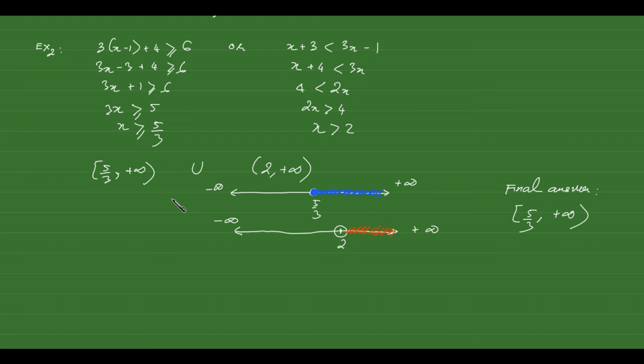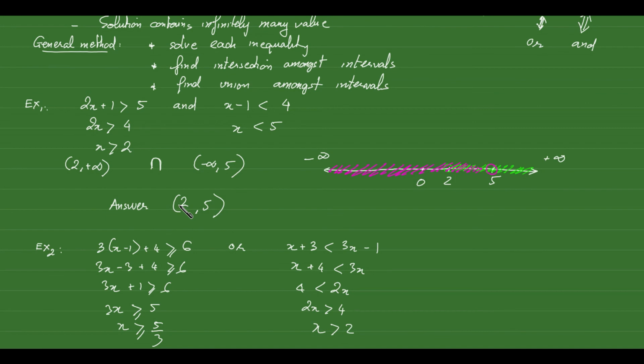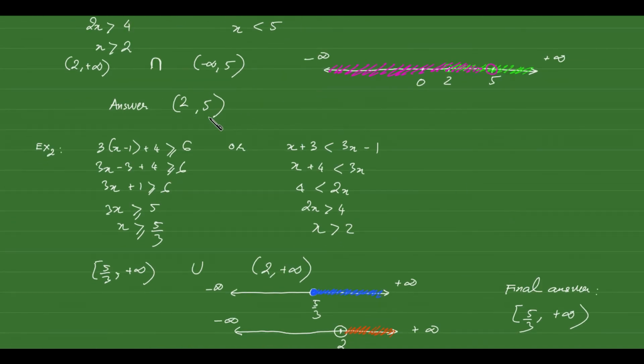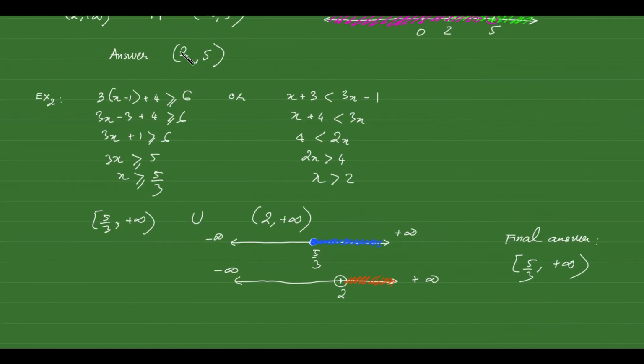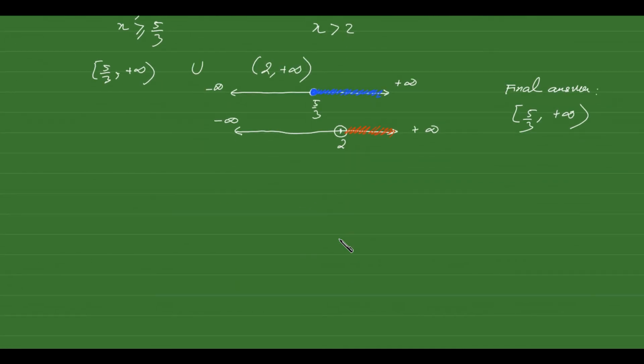Now, there are some cases, like when you have two linear inequalities combined. You combine them together, and at the end your answer is not just one interval notation. In example 1 and example 2, the answer is just one interval notation. But sometimes the answer could have more than one interval notation. So in that case, you have to use union to write the final answer.